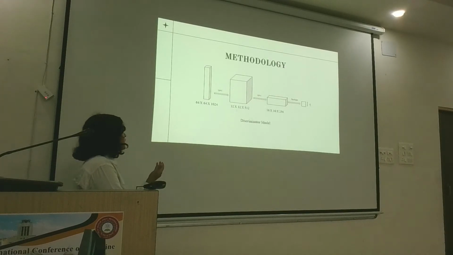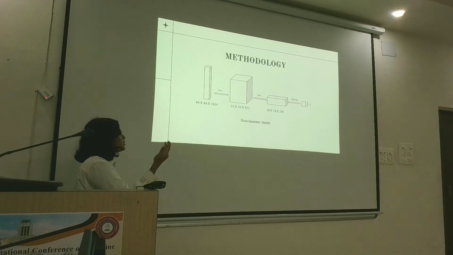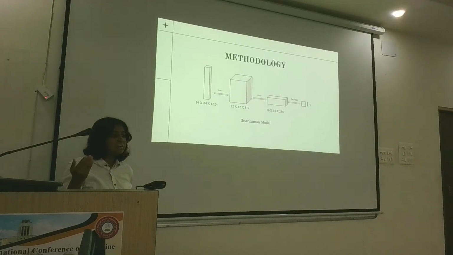So as we can see in the methodology, the discriminator model receives an original resolution of the image 64x64x1024, and we provide convolutional layers to reshape it to 32x32x512, and then again provide convolutional layers to reshape it into 16x16x256, which reshapes back to 0 or 1, with 1 being a real image and 0 being a fake image. So any value that is above 0.5 will be predicted as a real image. So if the generator model produces an image which is resulting in a value that is greater than 0.5, then it would be considered as a real image by the discriminator model.